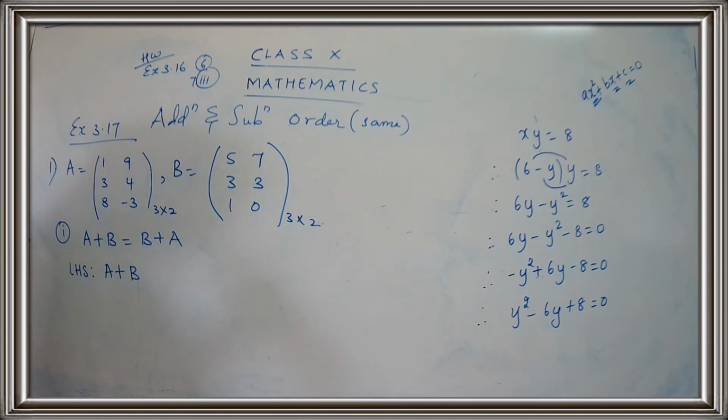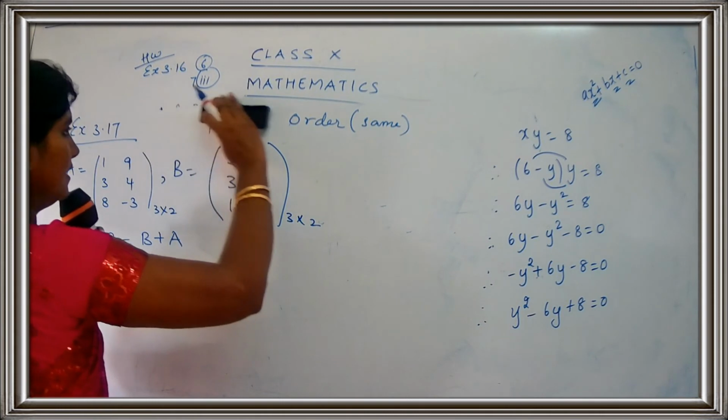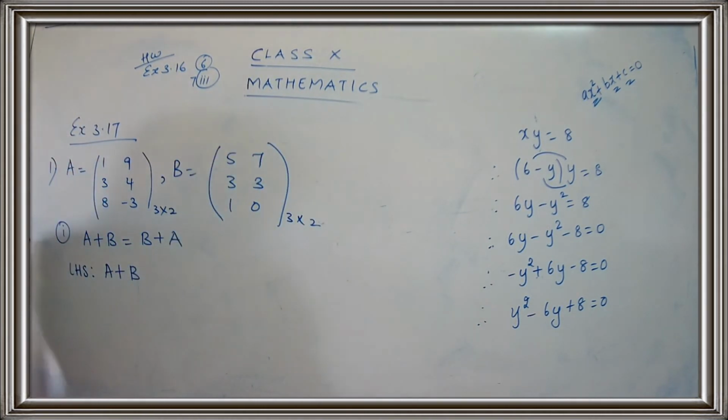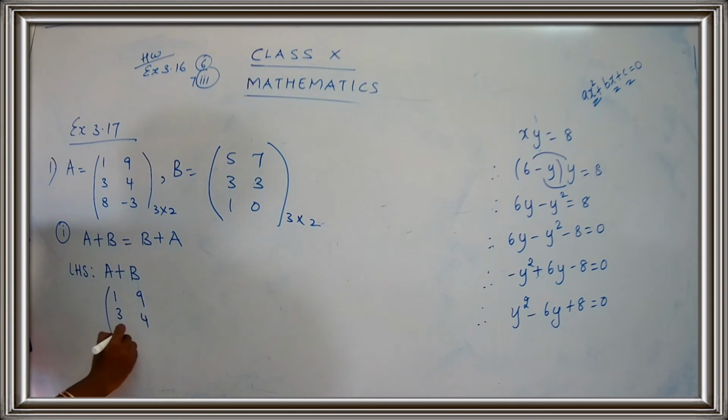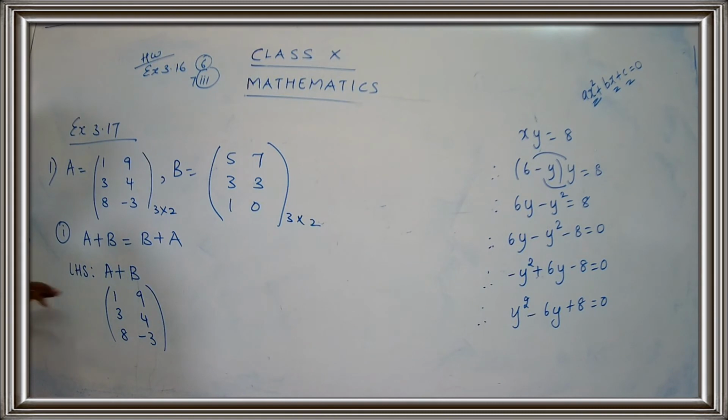Okay, let's start with the sum. So LHS is A plus B. Let us insert the values. What is A? 1, 9, 3, 4, 8, minus 3. Be careful when you write the elements, because this is the place where you make mistakes. If you make a mistake in copying the elements, everything goes off. So I have inserted the value for A: 1, 9, 3, 4, 8, minus 3.